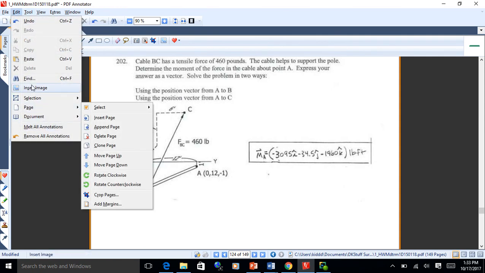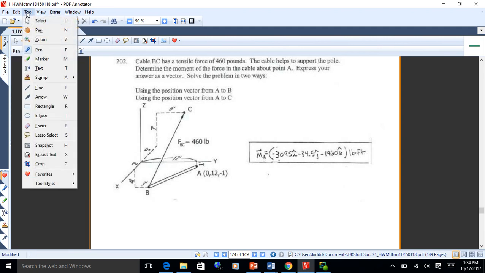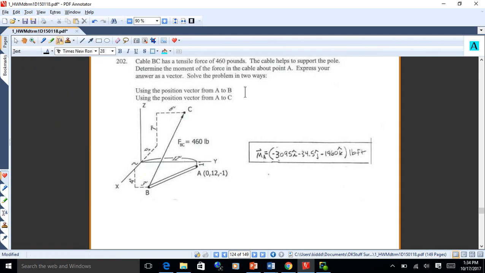Selection, page, document, tool. Oops. Pen, text. Oh man, this could be exciting. But anyway, here we go.